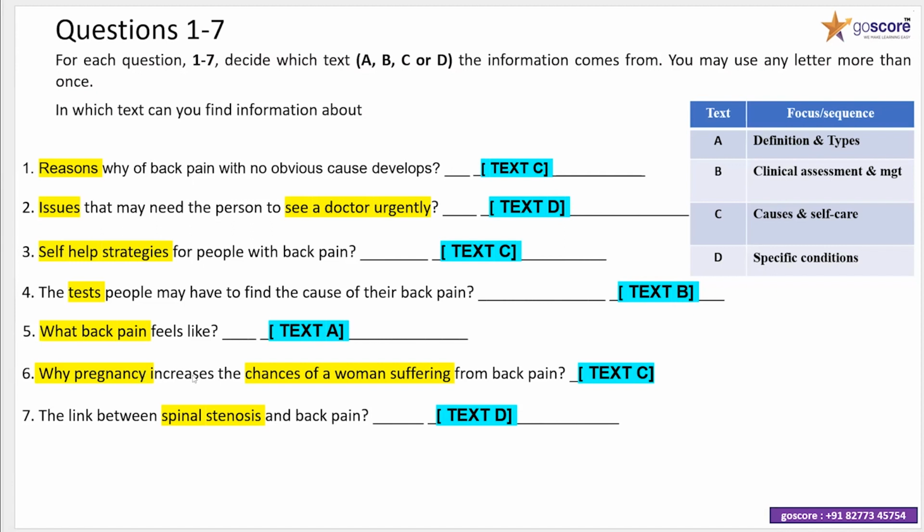Then, why pregnancy increases the chance of a woman suffering from back pain. Regarding pregnancy and the chance of a woman suffering from back pain, why means they're asking for some reason, causes. So it will be from text C. Then the 7th one, the link between spinal stenosis and back pain. These are some specific conditions we have read. Spinal stenosis is from text D. So our answer is D.